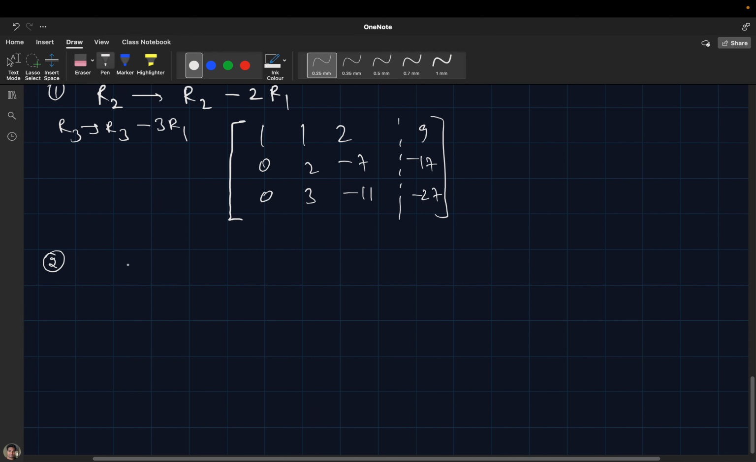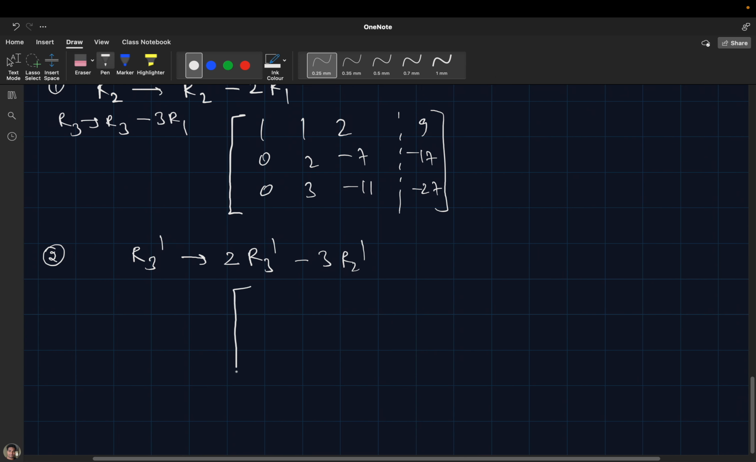Now I will do the third operation. You can see that these two rows have changed, so I will write it as R3 dash. Now I am changing R3 dash because this is the new row, such that 2 times R3 dash minus 3 times R2 dash. So what will be the resultant matrix? Can someone tell me?